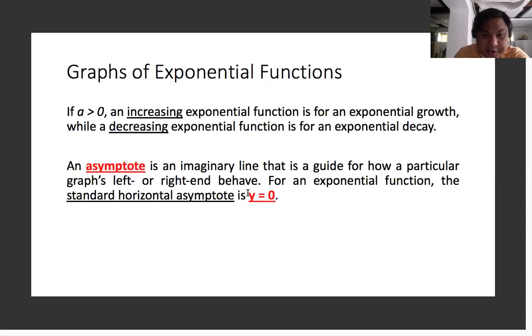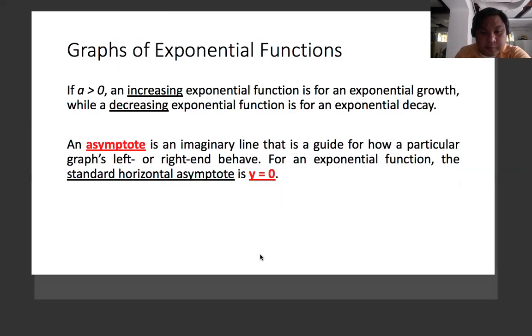As I mentioned, the asymptote. If a is higher than 0, an increasing exponential function is expected for an exponential growth, while a decreasing exponential function is expected for an exponential decay. If a is positive, as I mentioned earlier, the only positive we're going to consider for this particular lesson would be m. So a could be positive, it could also be negative.